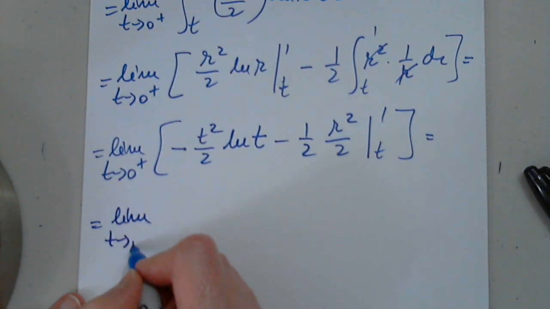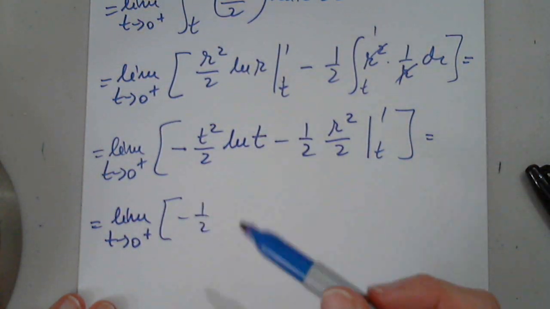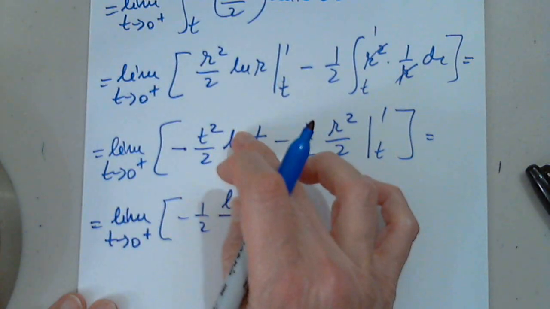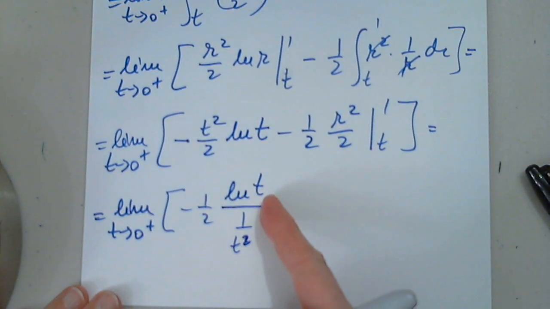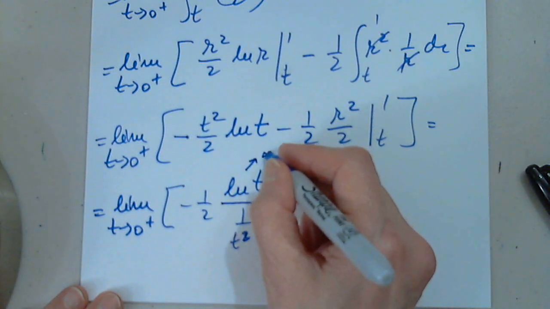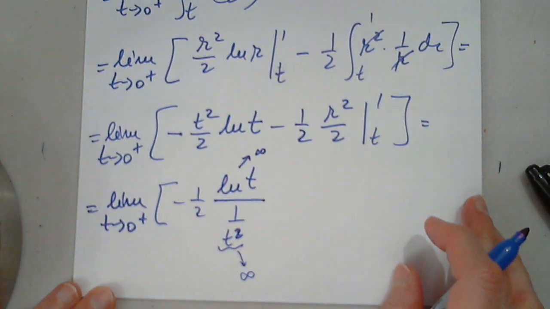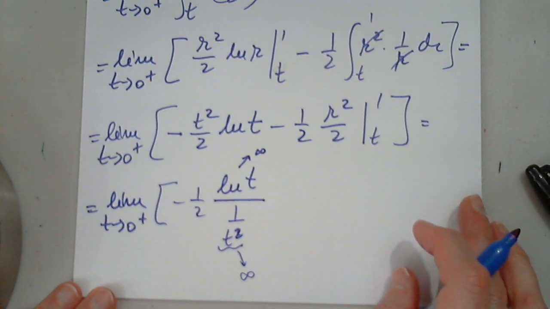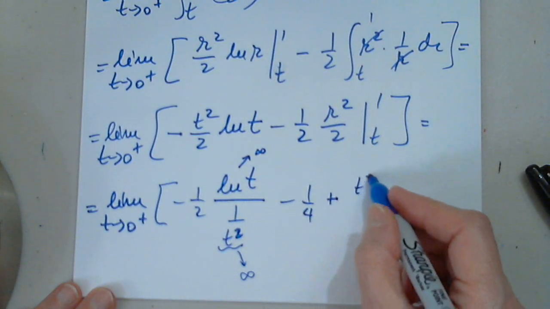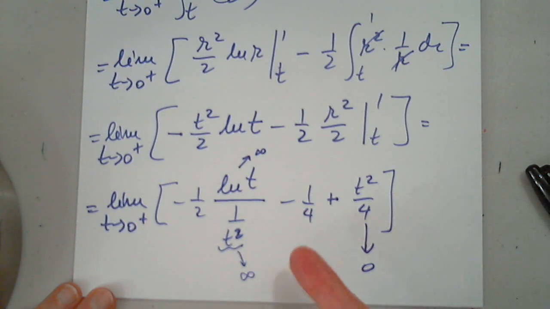So this is the limit as t approaches 0 from the right of a -1/2, and this approaches infinity and this approaches 0, so I'm going to change this function into 1 natural log t over 1 over t squared, because now this approaches infinity and this whole thing approaches infinity, and I will be using L'Hopital's rule from chapter 4. Okay, so a minus 1/4 when I plug in 1 is 1. When I plug in t, plus t squared over 4. This quantity approaches 0 because t approaches 0. So we have -1/4.